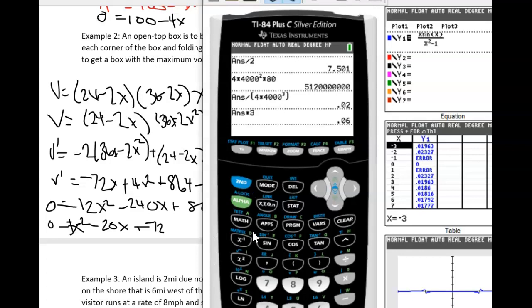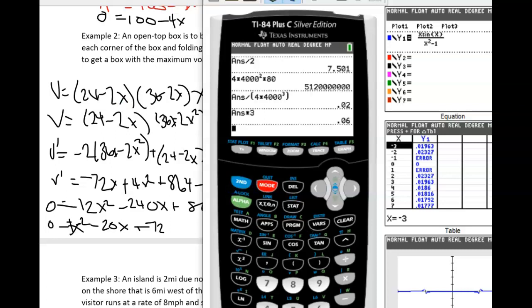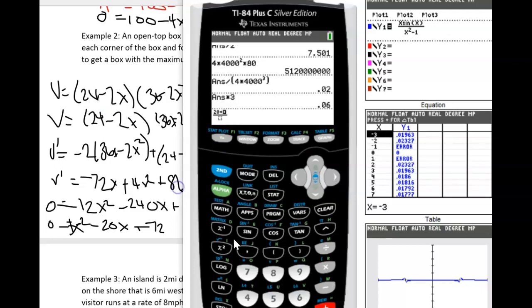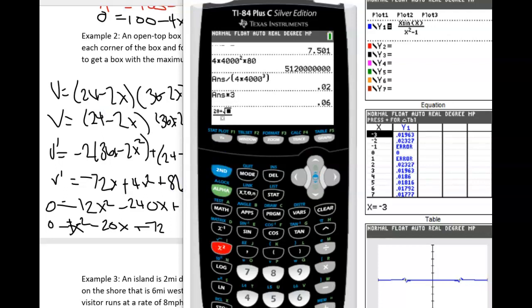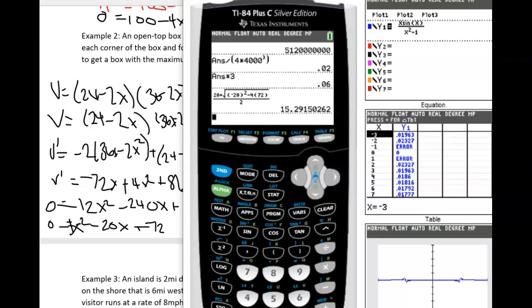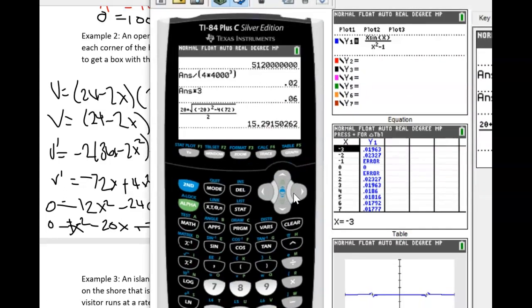Although I wonder if I have the problem solver on here. I have poly, maybe. Okay, so we're going to start with 20 plus, I'm going to go ahead and turn that into a fraction. So we've got 20 plus the square root of negative 20, make sure that's in parentheses because it will affect your solution, minus 4 times 72, all over 2. So that first option, I get a side length of 15, but we should recall that the maximum this can be is 12. So this can't be the correct answer.